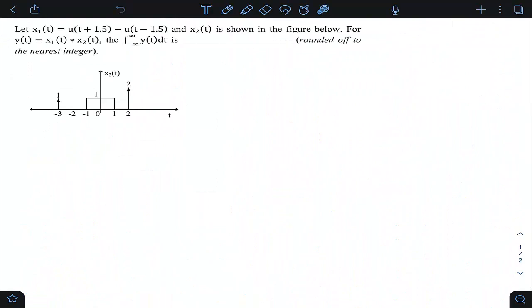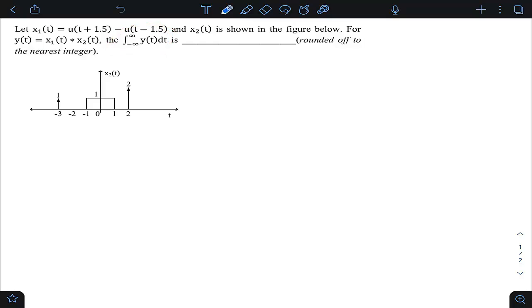This question was asked in GATE 23 of Electronics. It is from the Signals and Systems subject and from the convolution topic. The question is: let x1t be given by this expression and x2t be as shown in the figure below. If yt equals x1t convolved with x2t, what is the value of the integration of yt dt from minus infinity to infinity?